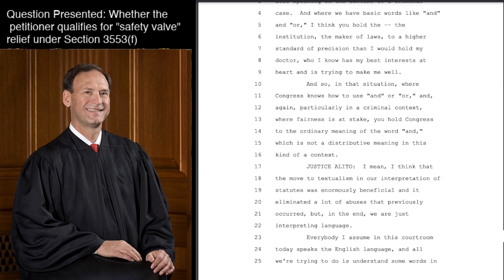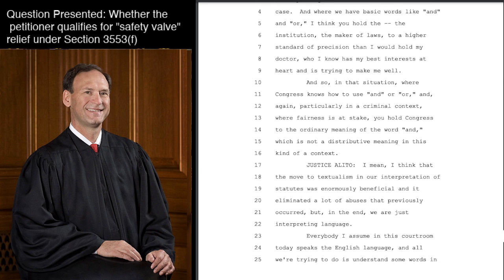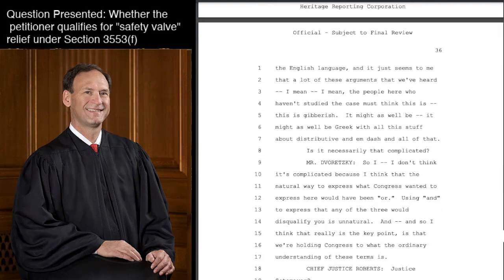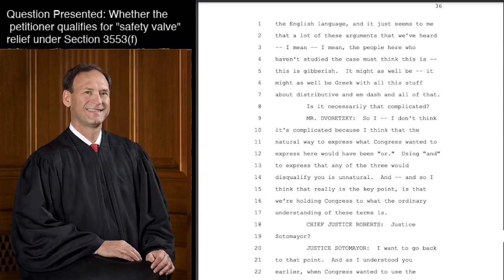Everybody, I assume, in this courtroom today speaks the English language, and all we're trying to do is understand some words in the English language. And it just seems to me that a lot of these arguments that we've heard, the people here who haven't studied the case must think this is gibberish. It might as well be Greek with all this stuff about distributive and M-dash and all of that. Is it necessarily that complicated?